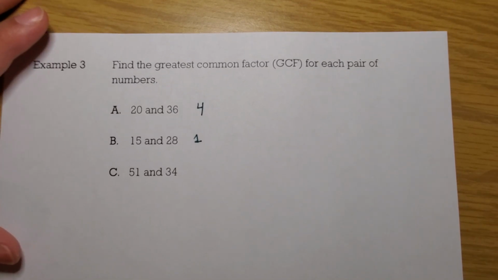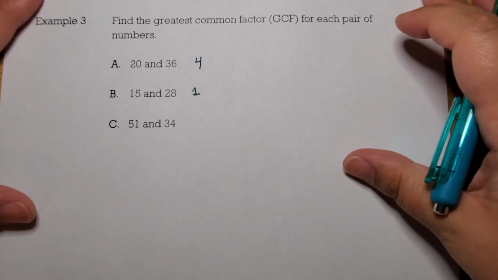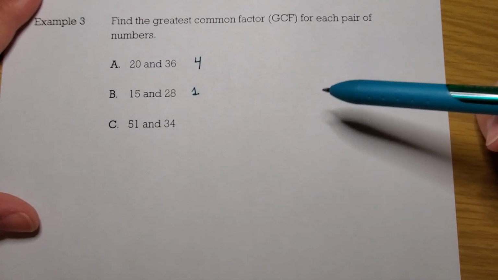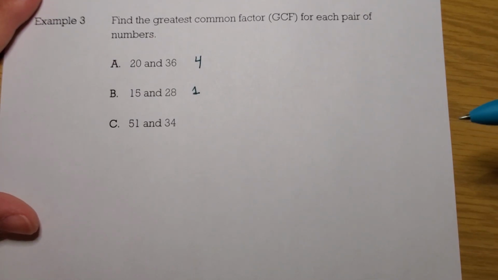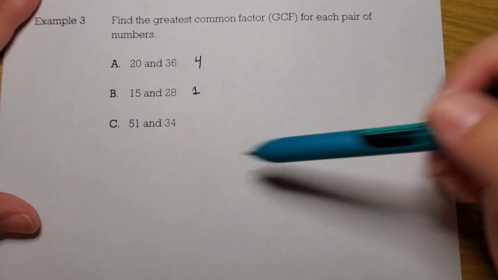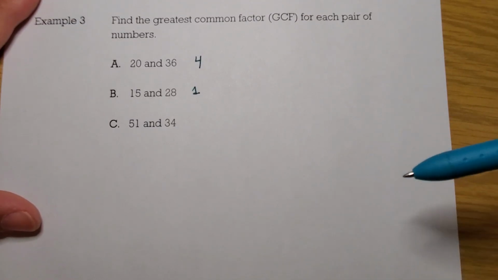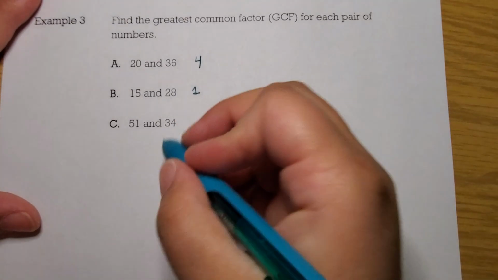Now, we didn't look at 51 and 34 before, so let's take a look at those. In order to find the greatest common factor, we have to find the list of all of the factors that they have in common. Personally, when I go through this process, I like showing my work the way we did for part B of the last example, where I'm not writing out everything, but I'm also writing out more than just the common factors. So that's the method I'm going to use here, but you do what works best for you.